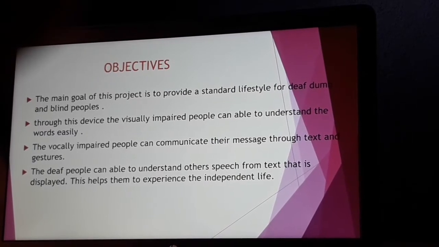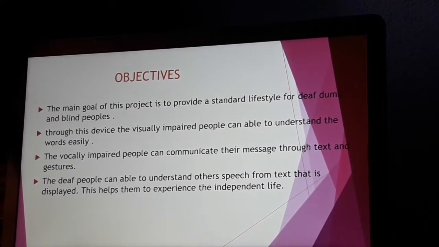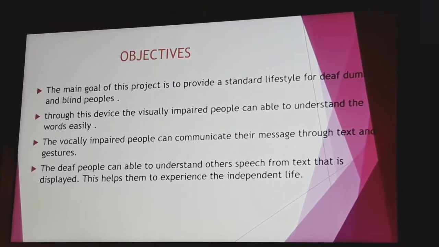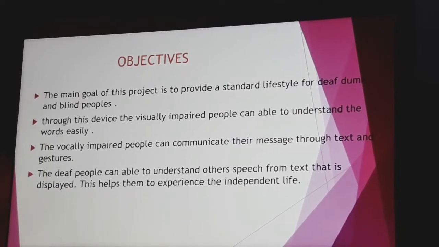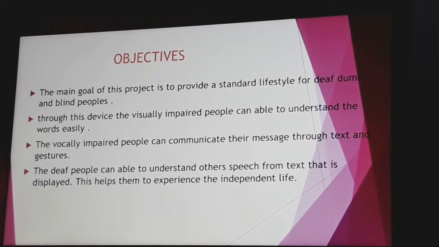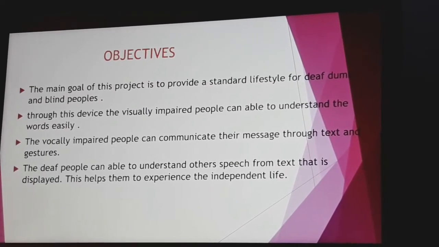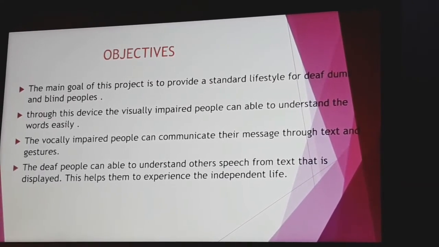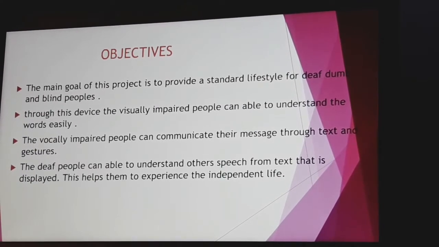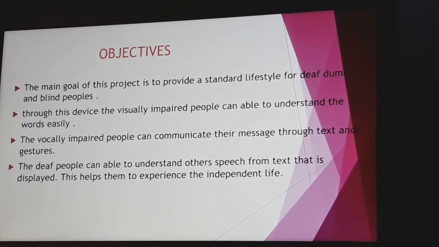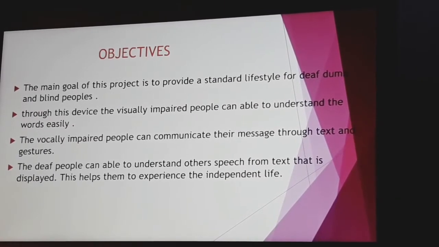Let us move on to the objectives. I have given a broader review. The goal of this project is to provide a standard lifestyle for deaf, dumb and blind people. Through this device, visually impaired people are able to understand words easily, and vocally impaired people can communicate their message through text and gestures. Deaf people are able to understand others' speech from the text that is displayed. This helps them to experience an independent life.